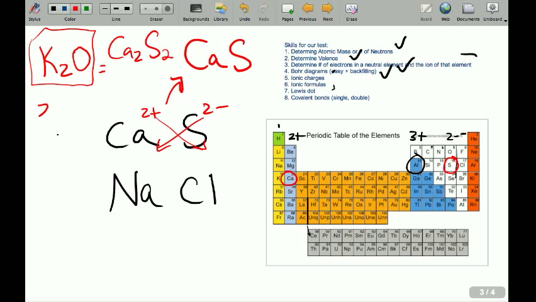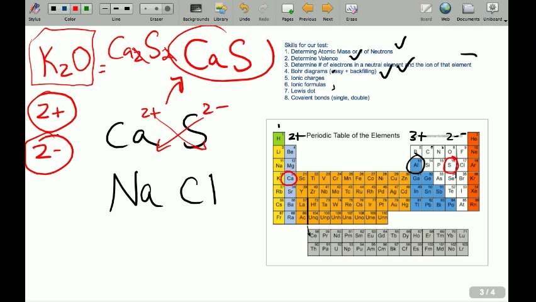Well, think of it this way. One guy is totally 2 positive and the other guy is totally 2 negative. Just 1 and 1. They 1 and 1 hang out. If that bothers you, you can always do the crisscross rule, and if they're the same, just think of them as canceling out. CaS.